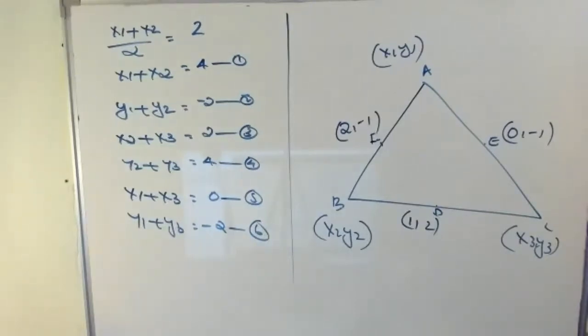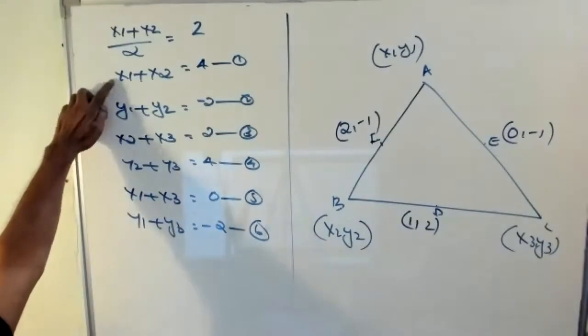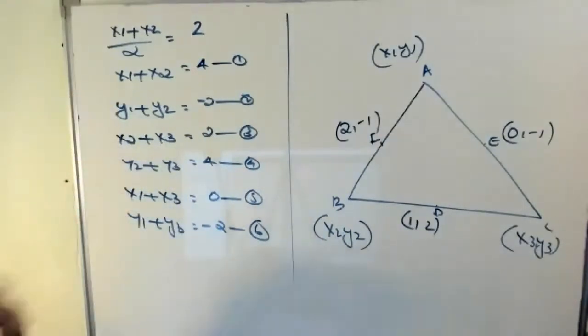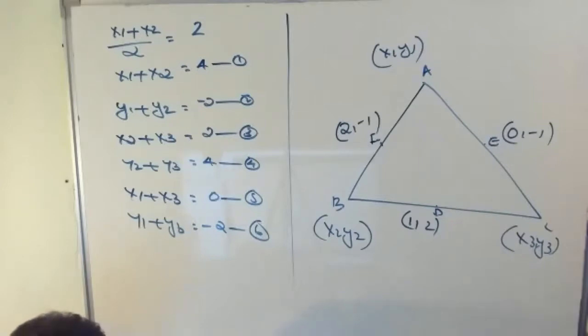Now listen here. We have 6 equations: 1, 2, 3, 4, 5, 6. From these, you have to get x1, x2, x3, y1, y2, y3. What is the solution? You have any plan? You have 6 equations and 6 unknowns. Equate. Equate what? Equate others.